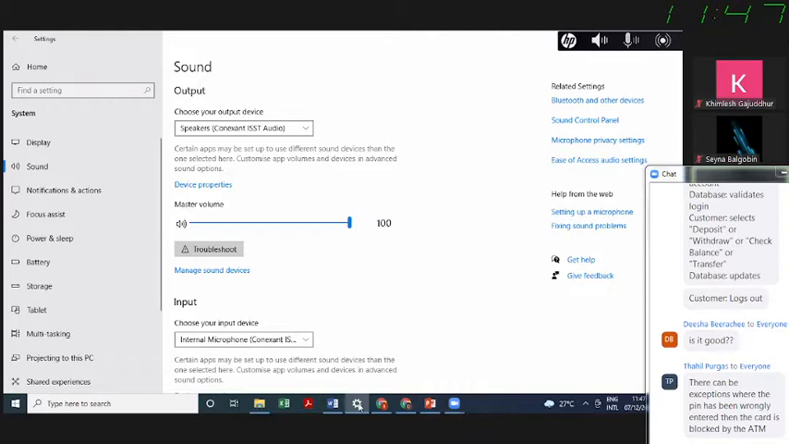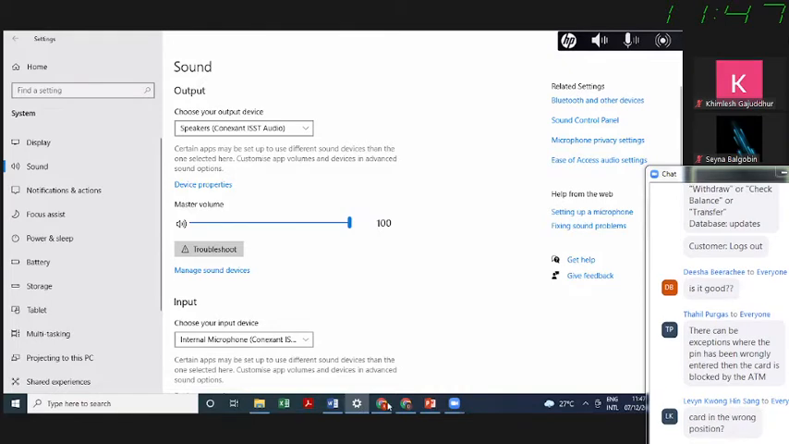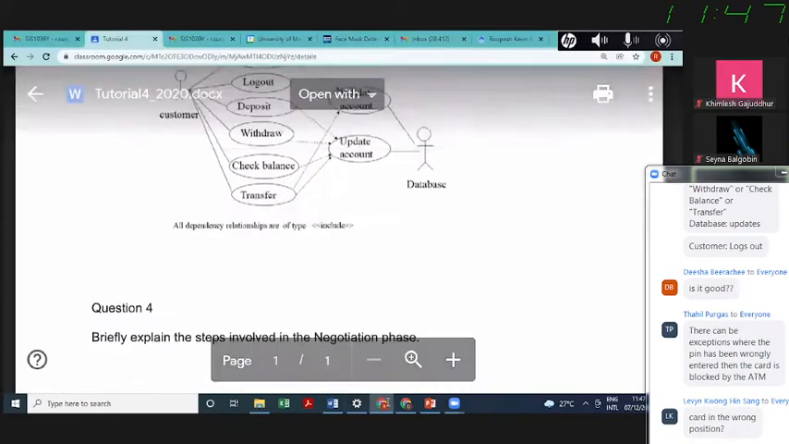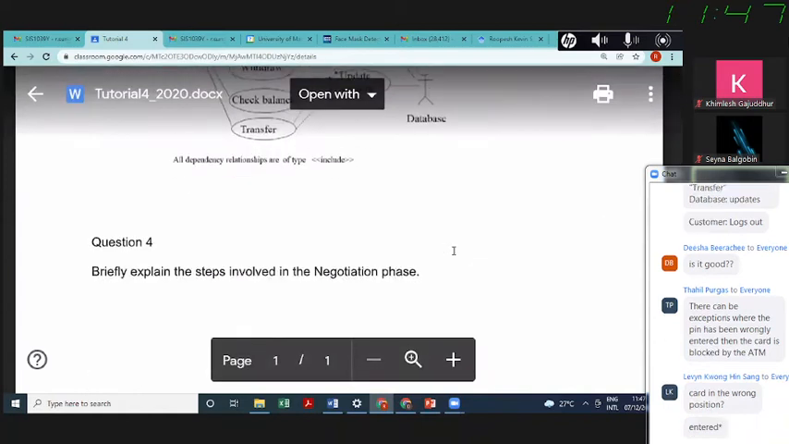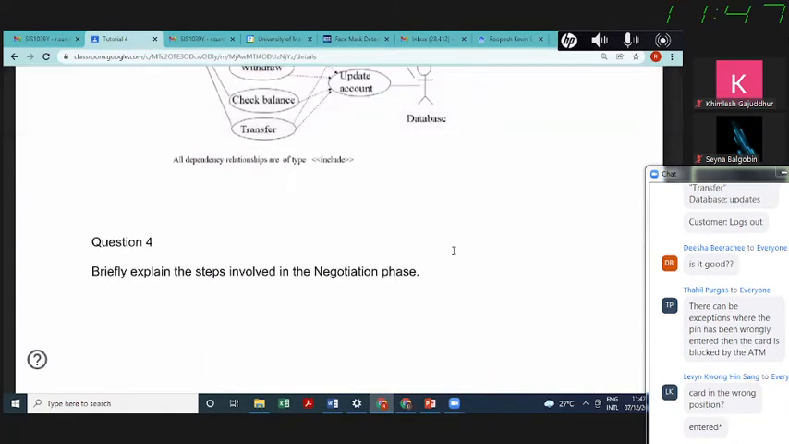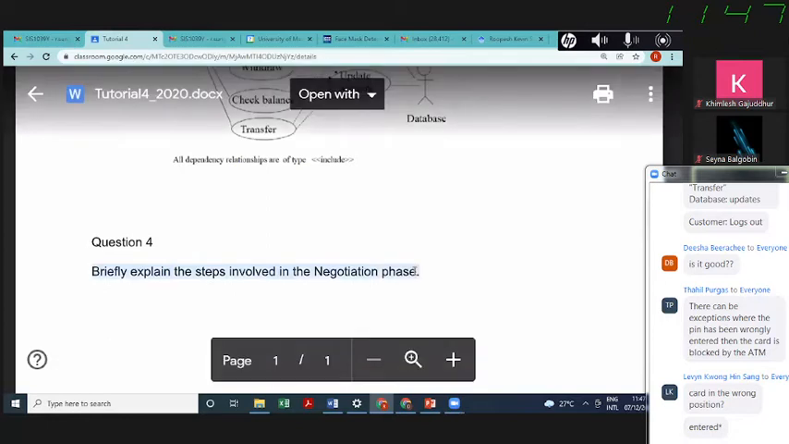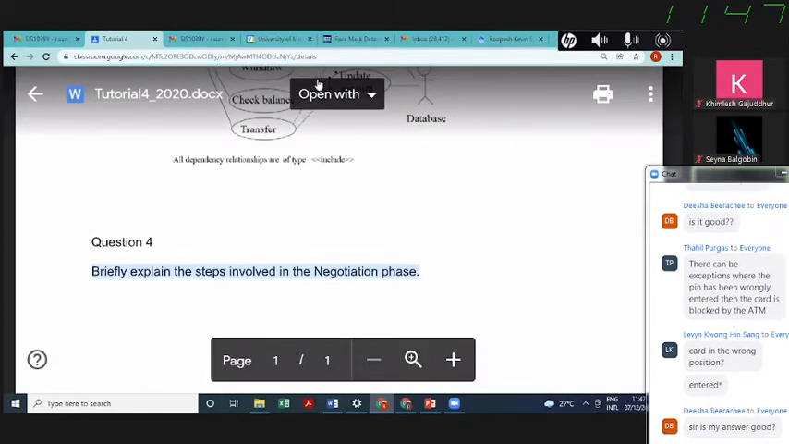So let us continue. Let me cover question number 4, and then I'll ask you to work out something for me. Briefly explain the steps involved in negotiation phase.